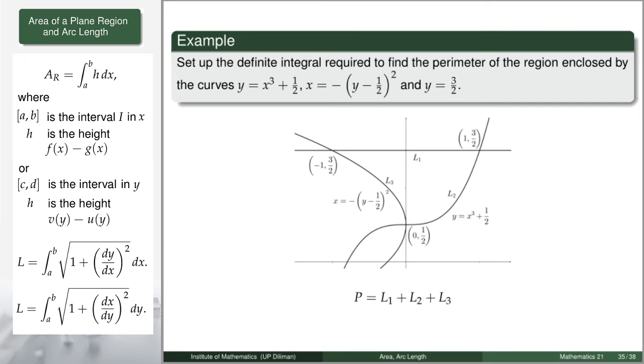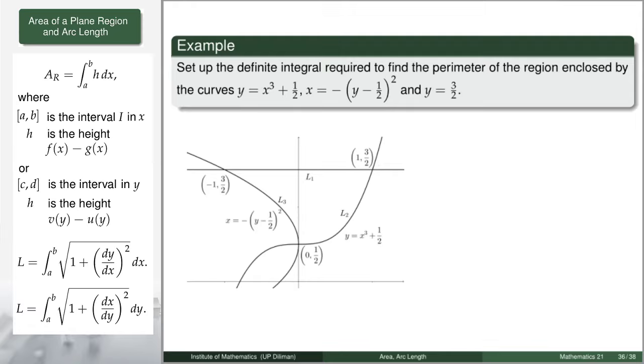Let's start with L1. L1 is just a line. It's actually a horizontal line. And because a horizontal line can be measured by just right minus left, the x value here is 1, the x value here is negative 1, so the L1 is just 2. For L2, you have this curve here. This curve is the cubic polynomial. And you will see that y is already isolated, so that means this is good in terms of x.